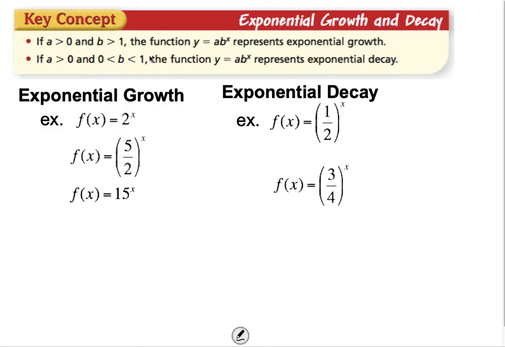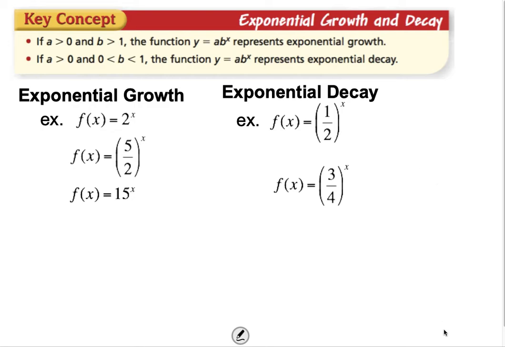And why is that? Well, up there in the key concept box, it says if b is greater than 1, which they all are, 2, 2.5, and 15, those values are all greater than 1, so those all represent exponential growths. Then the second line in the key concept says if b is somewhere between 0 and 1, then they're decay graphs. Well, we saw that f of x equals 1/2 to the x. 1/2 is a value between 0 and 1 because it's 0.5, and 0.5 is somewhere between 0 and 1. So that was considered an exponential decay.